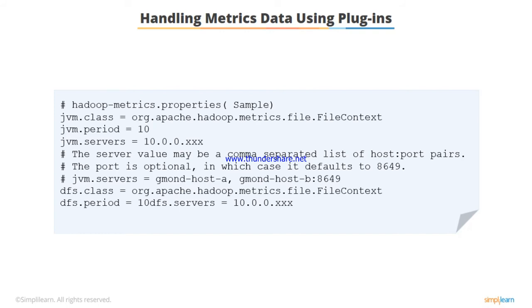jvm.servers equals gmond-host-a, gmond-host-b:8649. hdfs.class equals org.apache.hadoop.metrics.ganglia.GangliaContext. dfs.period equals 10. dfs.servers equals 10.0.0.xxx.